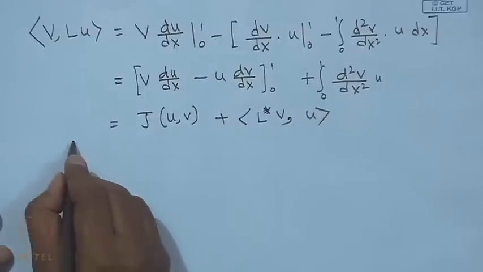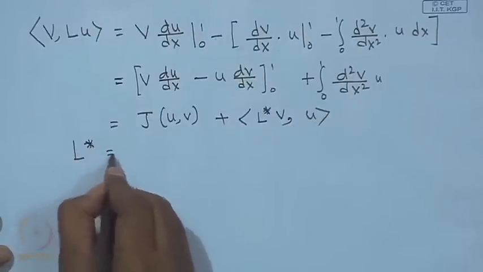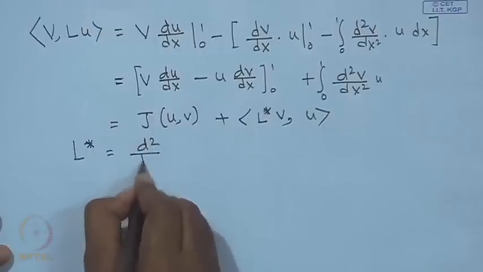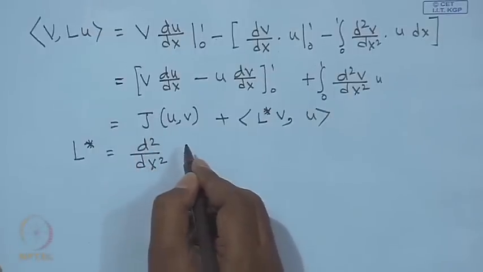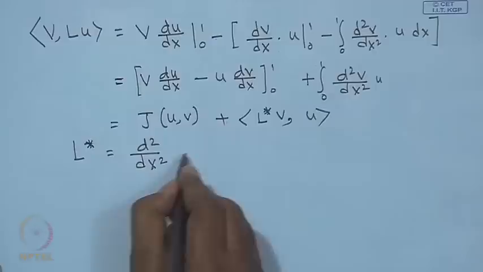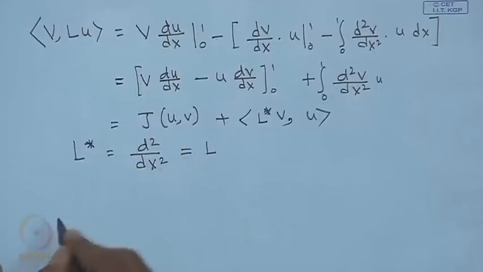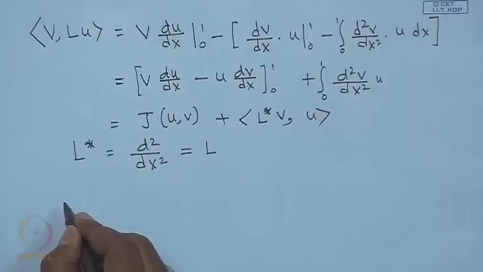Now, what is L star? L star is equal to d square dx square, and this is exactly the same as L. Now, we force the bilinear concomitant term to be 0 and see what we get as B star.